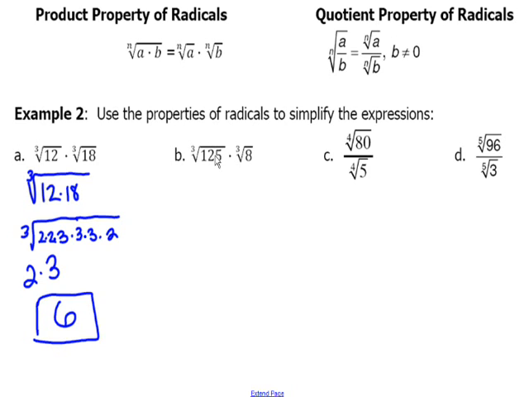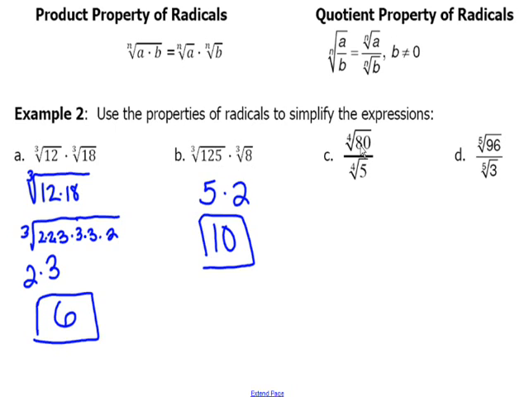I can also, if it's easier, take the cube root of each. Well, we know that the cube root of 125 is 5, and we know the cube root of 8 is 2, so we know that our answer here is 10. So whatever order you want to do it, you can do it.